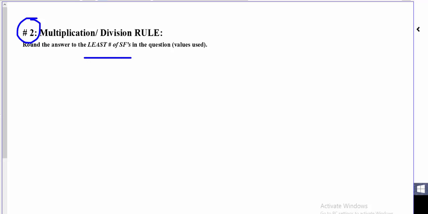So the values that we use to calculate, if we consider them, the one that has the least number of sig figs will determine how many sig figs we have in our answer. Let's do some examples of that. As a nice simple example, we've got 25.00 multiplied by 0.106.